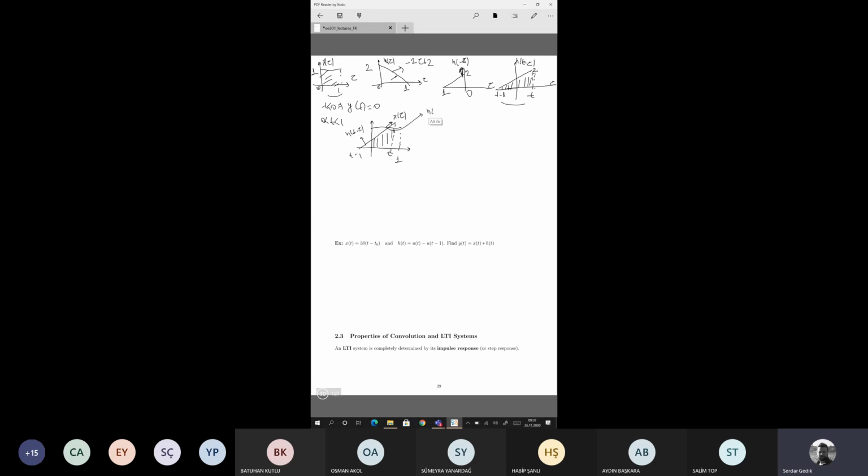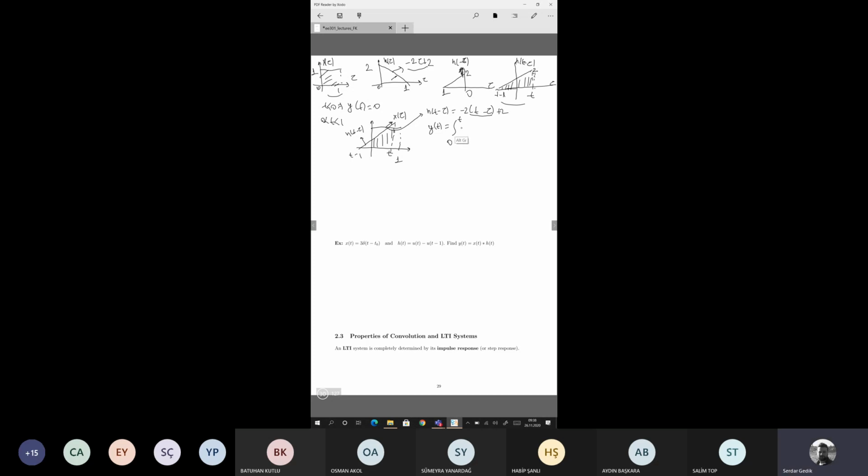This h of t minus tau has the formula of minus 2 times t minus tau plus 2. So this is my h of tau, and now in order to find h of t minus tau, I'm simply putting t minus tau instead of tau. That's quite simple. So what is the integration? Well, y of t is actually non-zero from 0 to t.